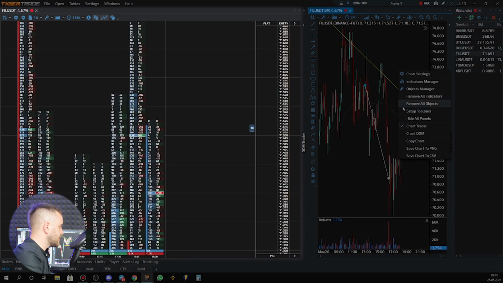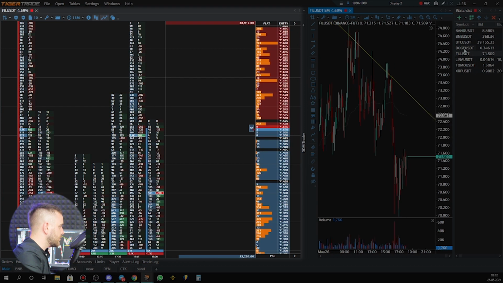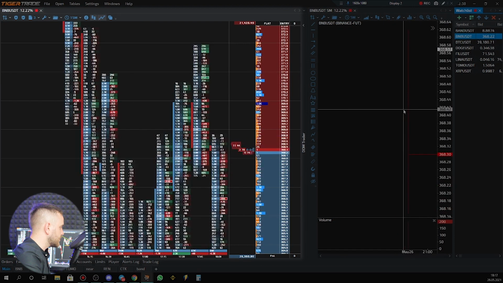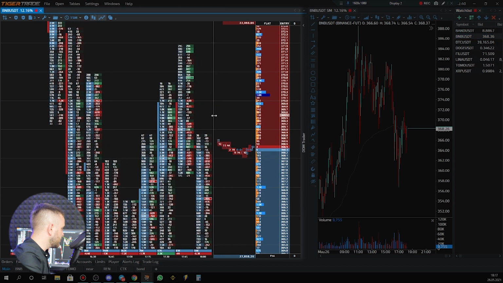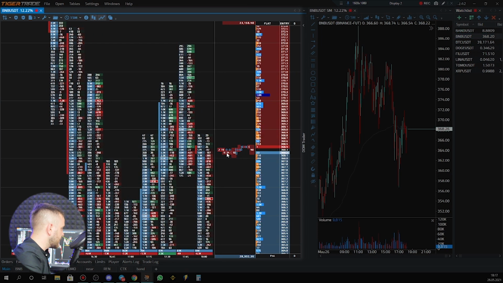Let's do another example for you. Take a look here. I will share BNB, for example. On BNB, it's better to see it. Take a look at all these trades. Red is people selling by market. Blue is people buying by market.